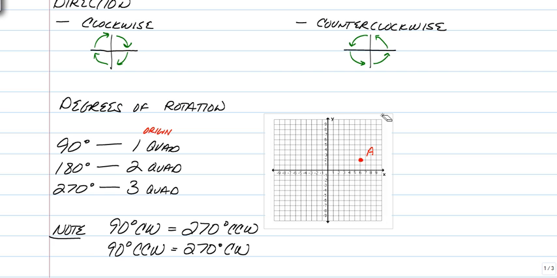Now, something you need to know is 90 degrees clockwise is the same as going 270 degrees counterclockwise, and vice versa. 90 degrees counterclockwise is 270 degrees clockwise. So let's kind of check it out with point A. If I wanted to rotate point A 90 degrees clockwise, first, you need to think about where that's going. So I'm just going to pretend that this is on the second hand of a clock. And now we're going to start rotating.